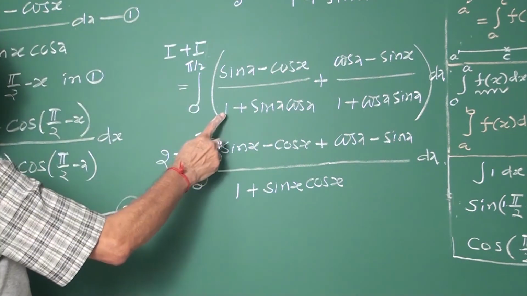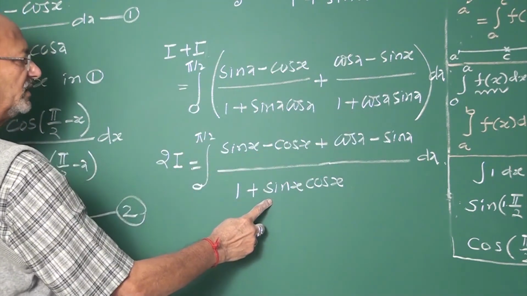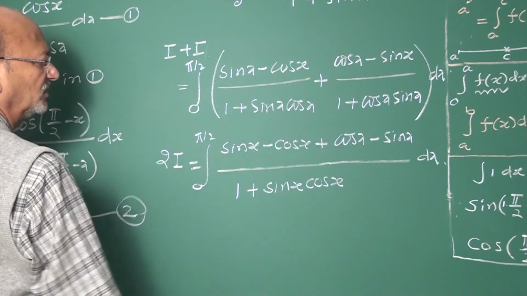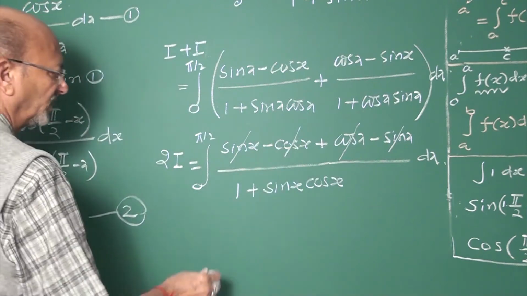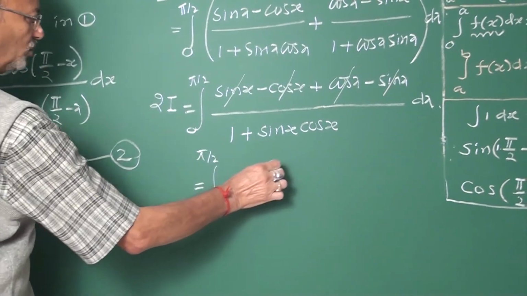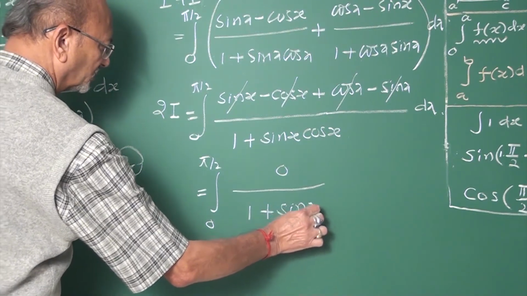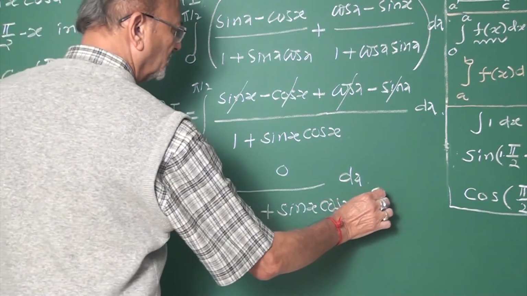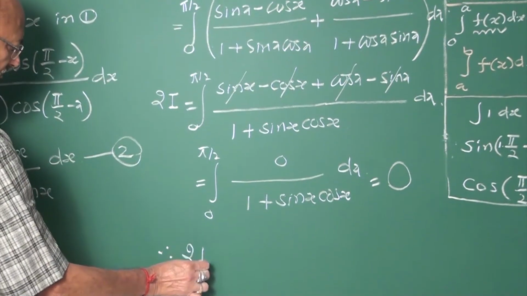Tell me, my friends, what is the LCM? 1 plus sin cos is the same as 1 plus cos sin. LCM is this. Numerator of the first term plus numerator of the second term. What is the observation? Plus sin cancels with minus sin, plus cos with minus cos. You have this equal to integral 0 to pi by 2 of 0 upon 1 plus sin x cos x. 0 upon anything, my friends, you get the total integral as 0. Therefore, 2I equal to 0.